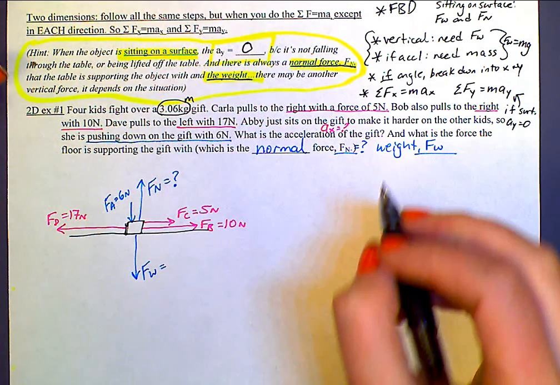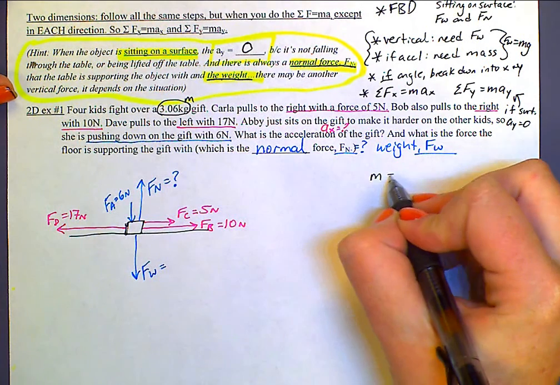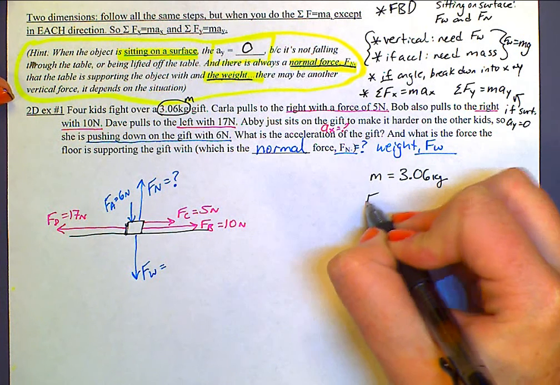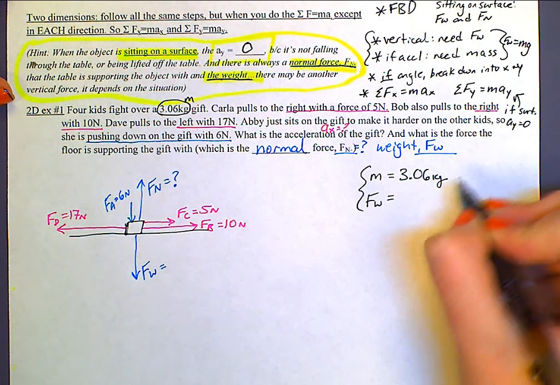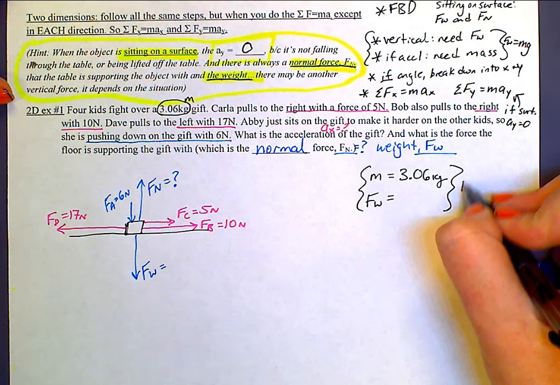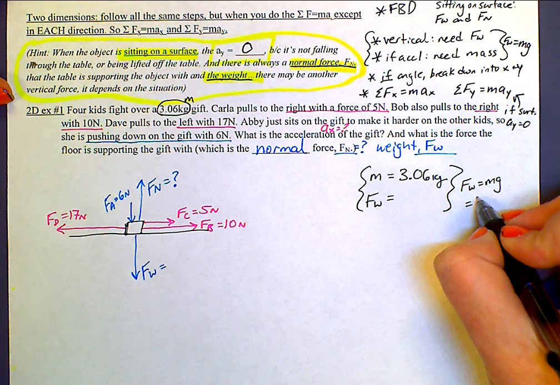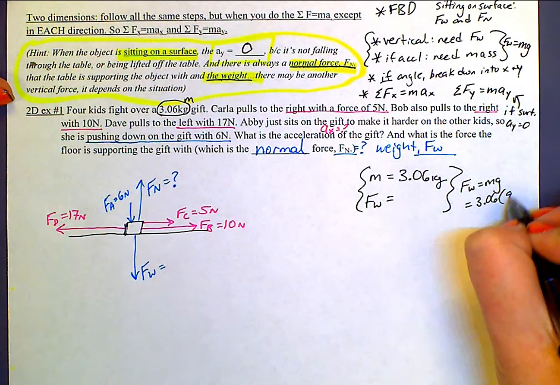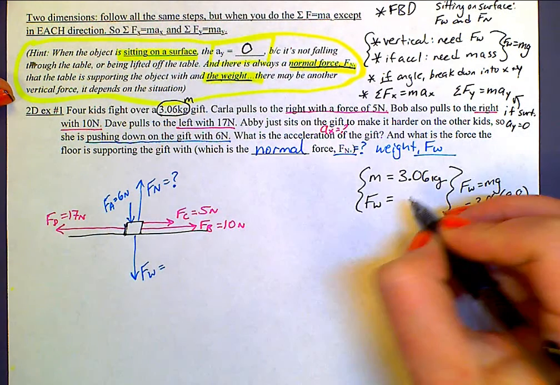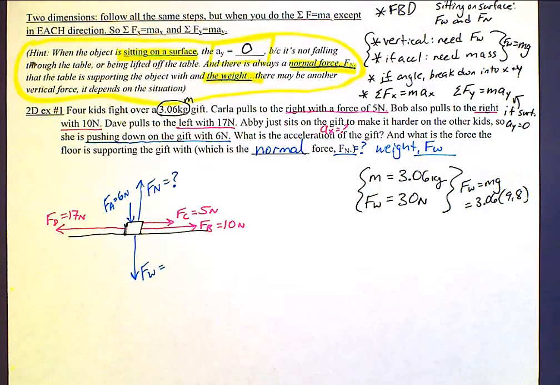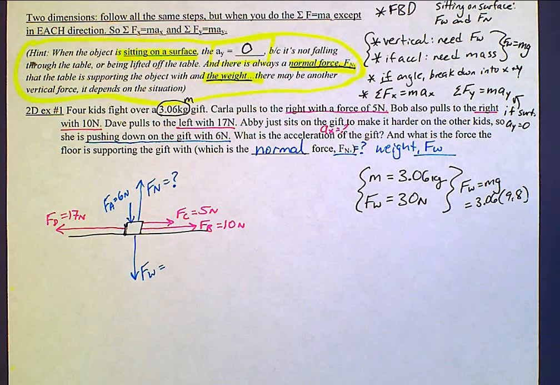So I know that the mass is equal to 3.06 kilograms, and from that I can find the weight. And you can always find one from the other using this equation, m times g. So this particular case would be, and I believe it's 30 newtons. Right? I can go ahead and place that over here.